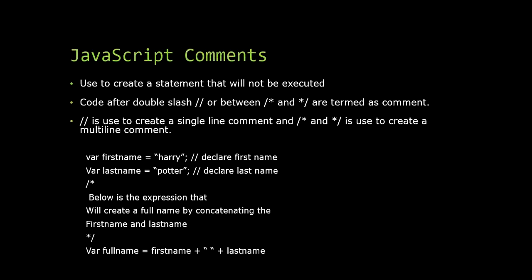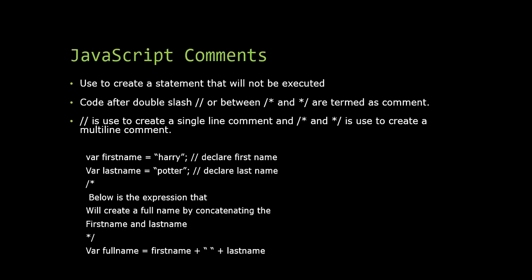How can we use comments? Commented code is code that will not be executed. These are the statements that are found in all programming languages. In JavaScript, we can define the comment either with double slash or in between slash asterisk and asterisk slash. The comment with the help of double slash is used to create a single line comment, and slash star is used to create a multi-line comment.